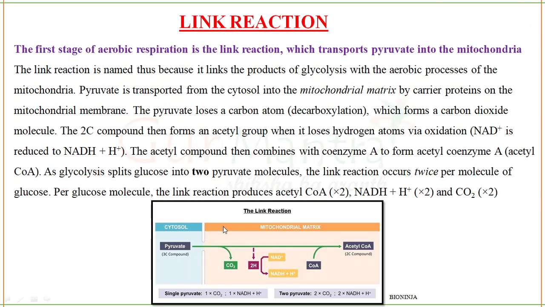So this is the link reaction. Pyruvate, which is in the cytosol, which is the end product of glycolysis, which is a 3-carbon compound, is transported into the mitochondrial matrix using transporter proteins, where it undergoes decarboxylation, which means carbon dioxide is removed, and NAD plus is converted to NADH, and coenzyme A attaches, forming acetyl-CoA, which is a 2-carbon compound. So 2 acetyl-CoA will be produced from 2 molecules of pyruvate. Okay, you understood, right?